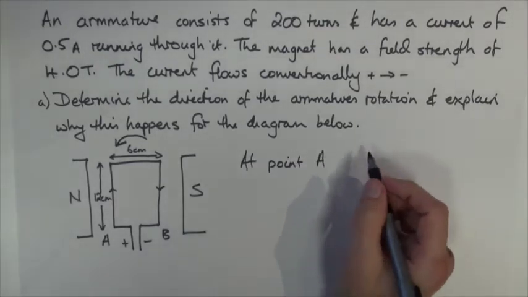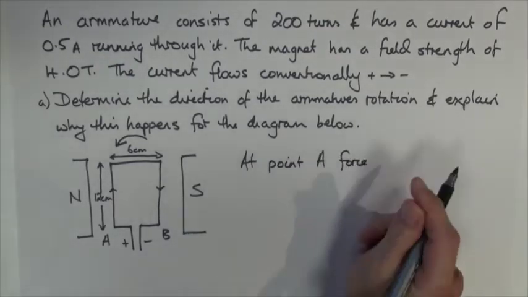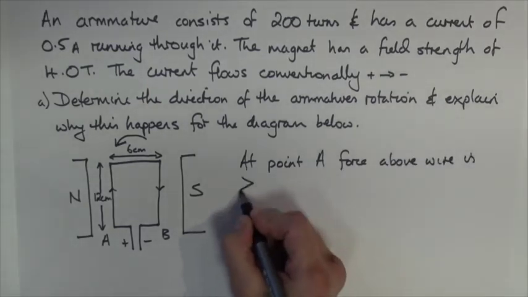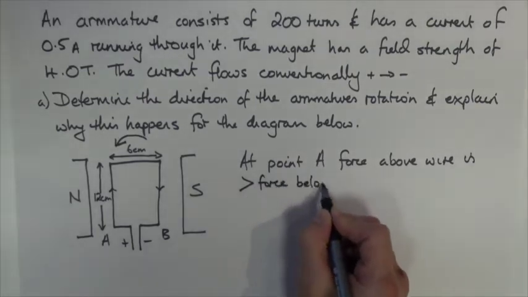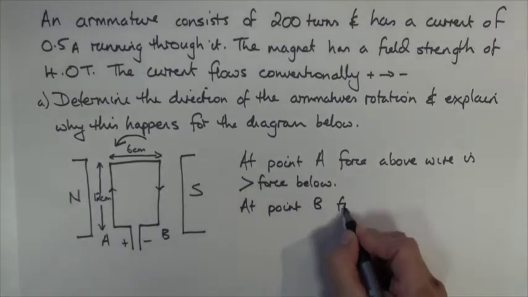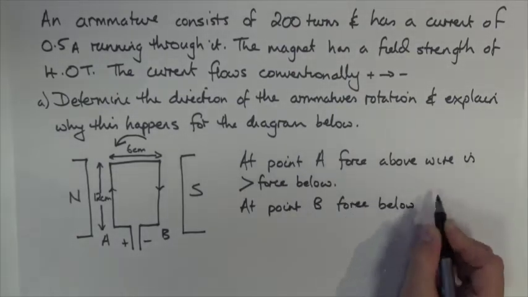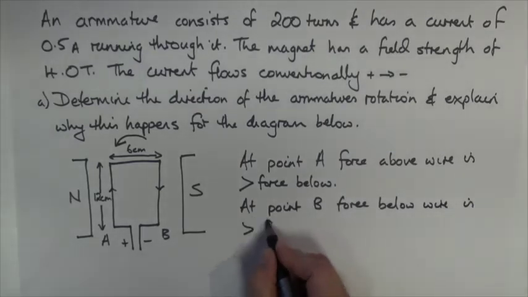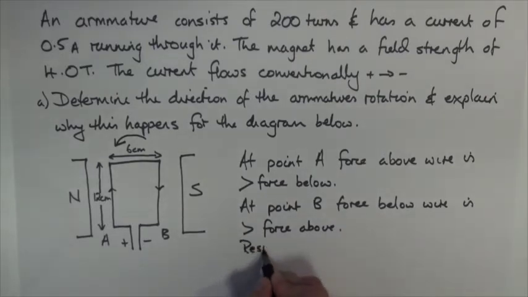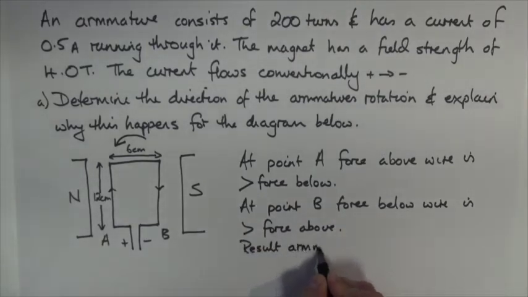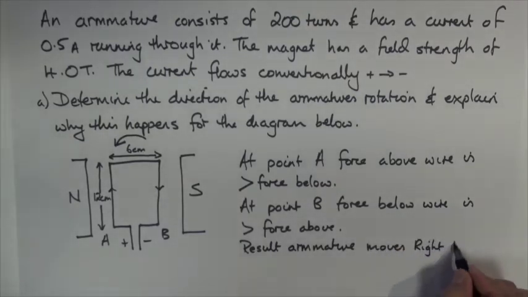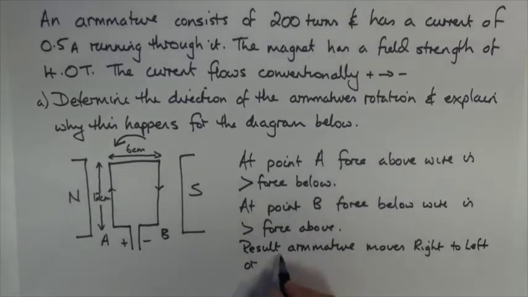At point A, because the current is going up and my fingers are going from left to right, the force above the wire is going to be greater than the force below the wire, because it's constructive above and destructive below. At point B, we get the opposite because the current is going in the opposite direction. Thumb going down, fingers going left to right, the force below the wire is going to be greater than the force above. Obviously, the result is it's going to spin anti-clockwise, or from right to left, from an area where there's strong to weak.